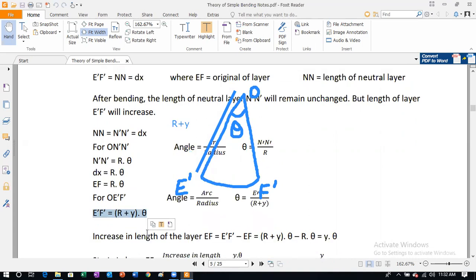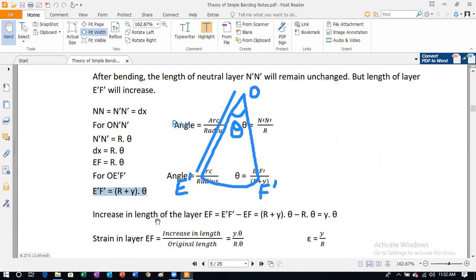So now the increase in length of the layer will be EF is equal to E dash F dash minus EF, right? That is finally (R plus y) multiplied by theta minus R theta. E dash F dash is (R plus y) dot theta, and EF is equal to R theta that we have taken from there. Finally, we will have this increase in length is equal to y dot theta.